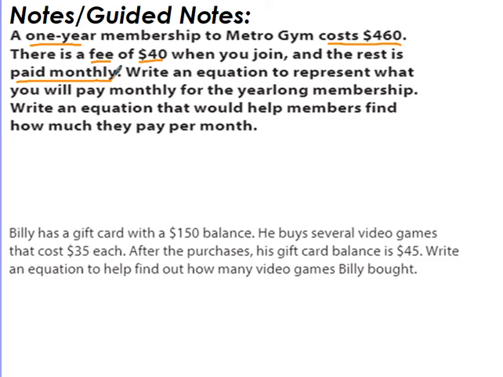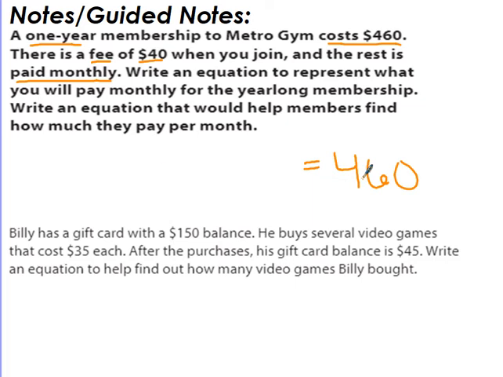Write an equation that would help members find out how much they pay per month. This is the same thing. I don't know why we wrote it twice. So we have to write an equation to figure out how much you're paying monthly. We know the total for 1 year is $460. So we always want to have the equals. It's always going to be equal to the total, or where we're going to end up. So after 1 year, the total cost is $460.